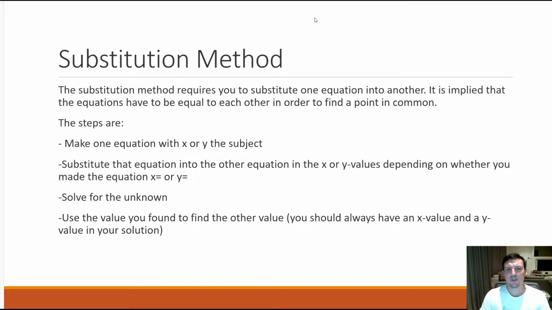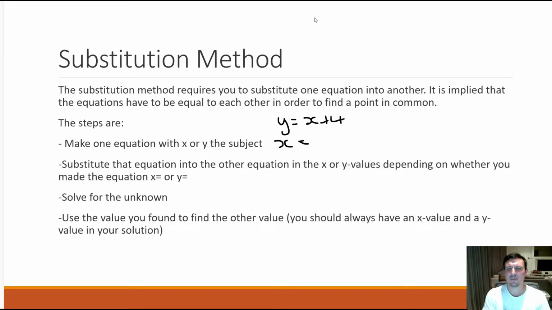The substitution method requires you to substitute one equation into another. It is implied that equations have to be equal to each other in order to find a point in common. The steps we take are: make one equation with x or y the subject. So what we should be looking for is something that looks like this.